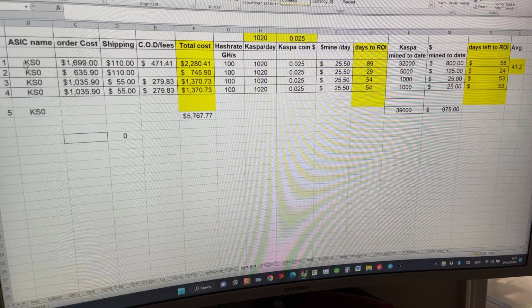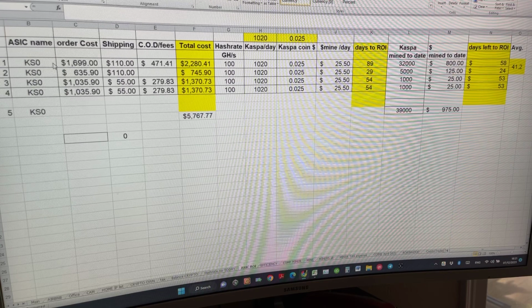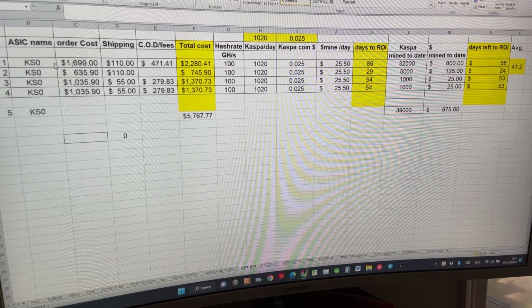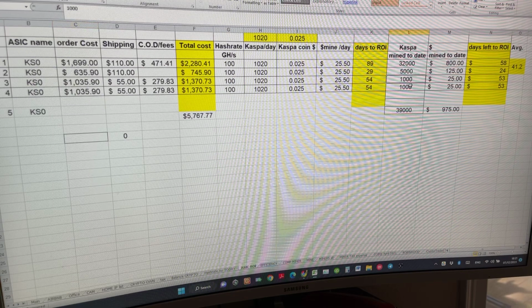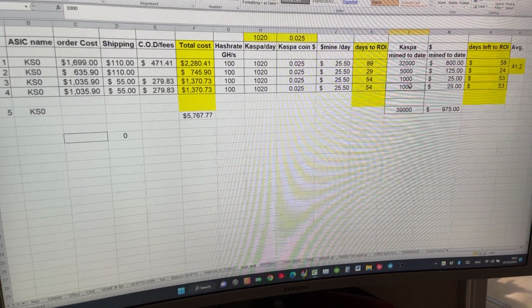On the first line I have the first KS0 that was ordered on June 17. I have been mining with that miner for 25 days, and I mined 32,000 Caspa, probably a little bit more, 32.5, something like that. But anyways, I just want to round it up so we have a good idea what's going on here.